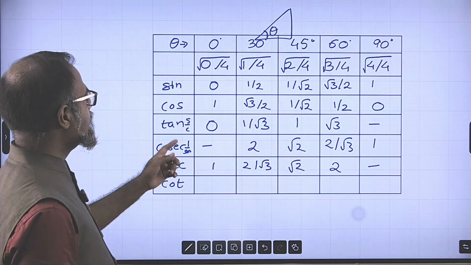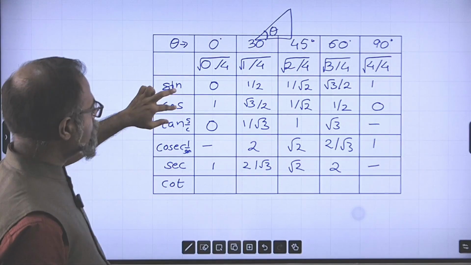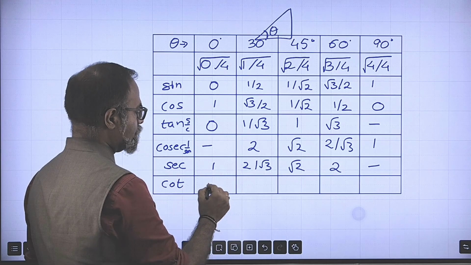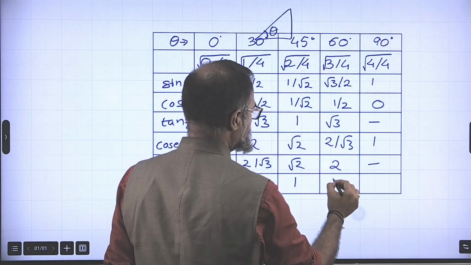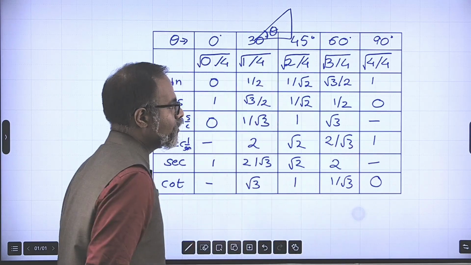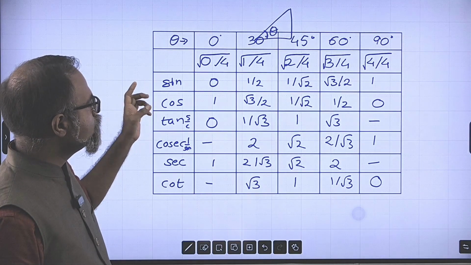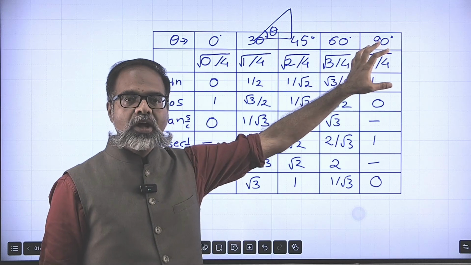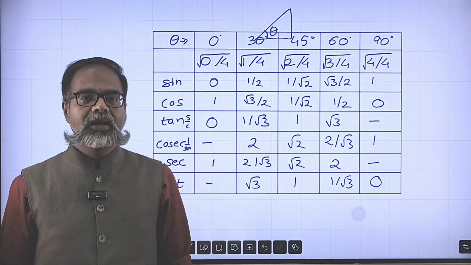And finally, if tan is sine by cos, then cot is either cos by sine or simply 1 upon tan. So reciprocal of tan values: 1 upon 0 unknown, 1 by root 3 becomes root 3, 1, 1, root 3 becomes 1 by root 3, and for unknown the reciprocal is 0. So as you can see, once we know how to write the values of 0 degrees, 30 degrees, 45 degrees, 60 degrees and 90 degrees for sine, we can easily fill in the values for all the remaining tables.